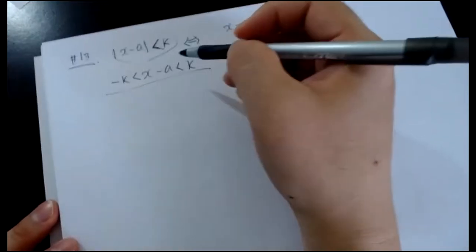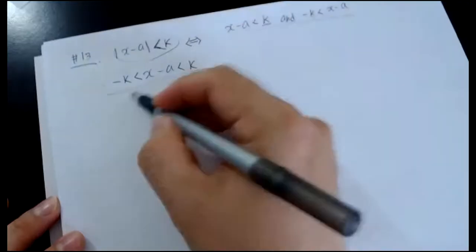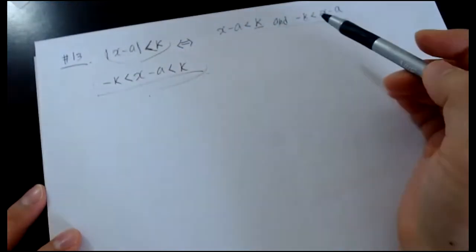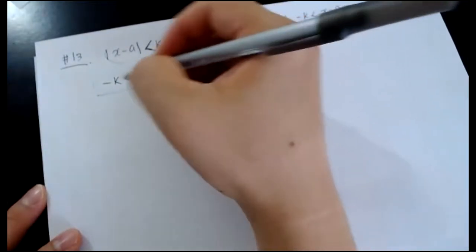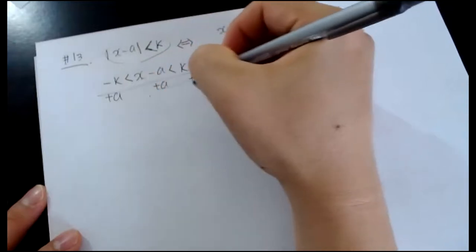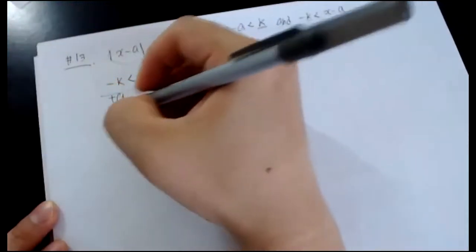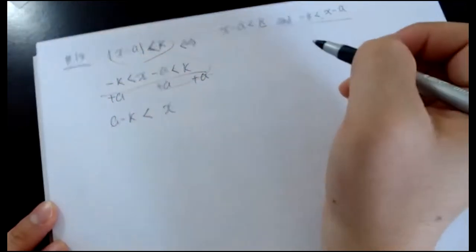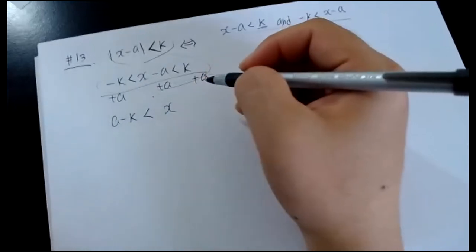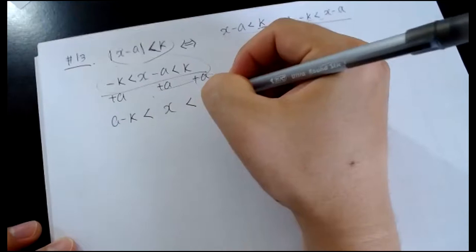So now we isolate x. This is a short expression of that compound inequality. Keep in mind this, and then we add a. To isolate x, we add a on all three sides. So we get a minus k on the left-hand side, and in the middle we get just x, because we want to isolate x. That's why we got x in the middle. The right-hand side is going to be a plus k, right?